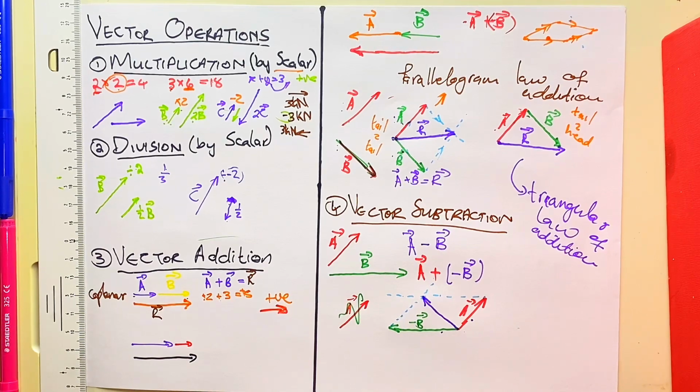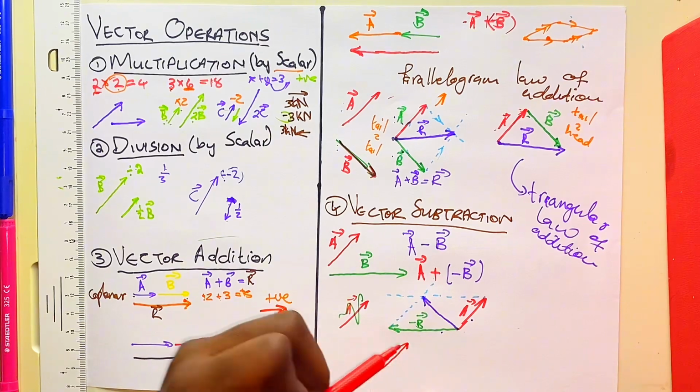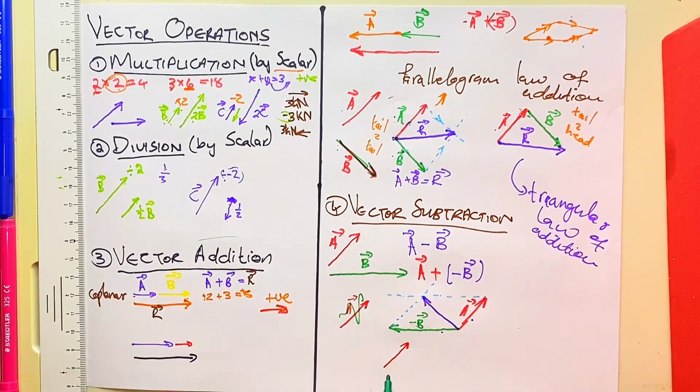Just for fun, let's see what would have happened if we added them. We draw an A, we draw a B, they must touch.